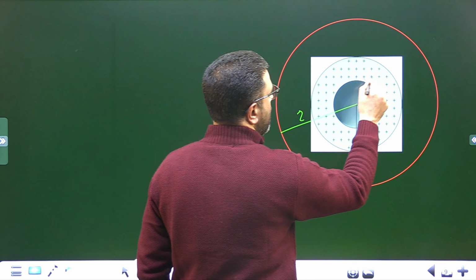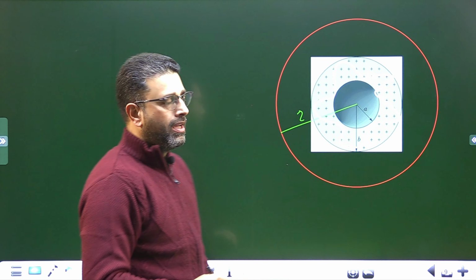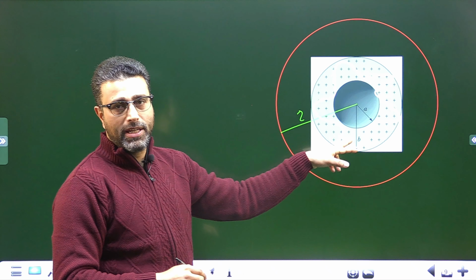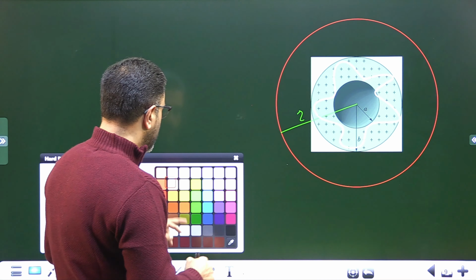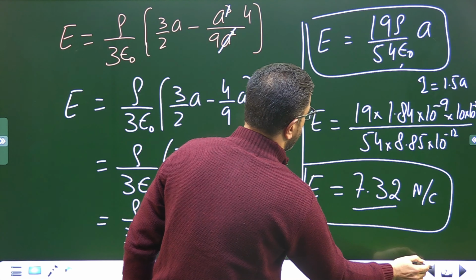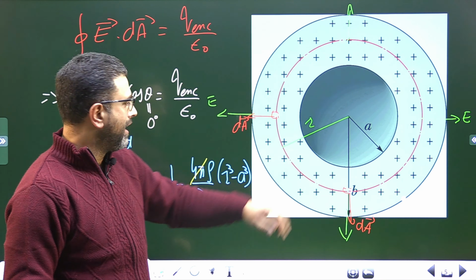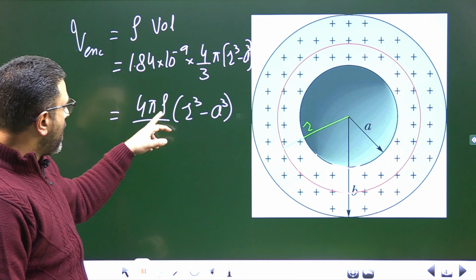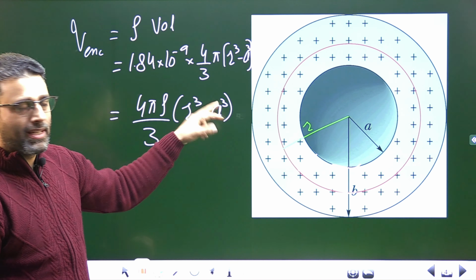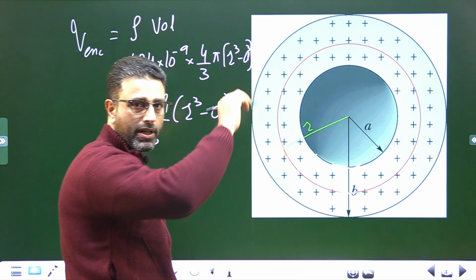Charge is only in this part, with inner radius A and outer radius B. We have already found an equation for the charge within a shell of radius r, that is, 4 pi rho divided by 3 times (r cube minus a cube). R was the outer radius of that shell which we are considering.